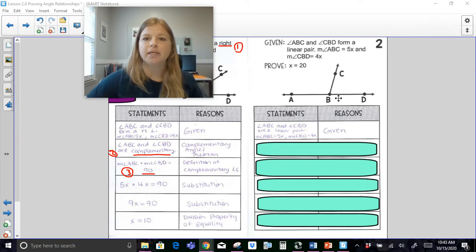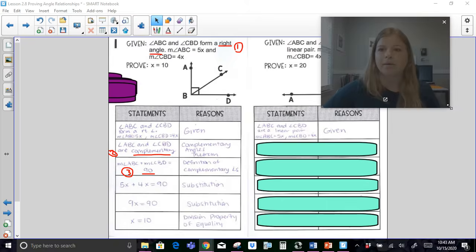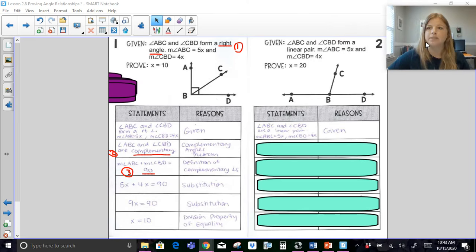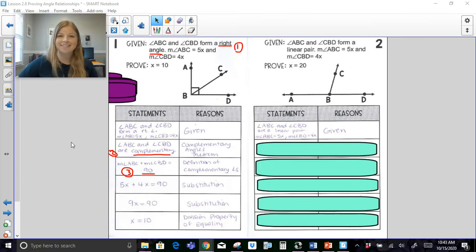Problem number 2. Given the measure of angle ABC and angle CBD form a linear pair. I'm going to zoom my screen out a little bit, and the reason why I did these problems side by side is for a specific reason, so you can see that the order incredibly matters here. We're given the measure of angle ABC is 5x and the measure of angle CBD is 4x. So I didn't even change the expressions, but I'm talking about a completely different figure.